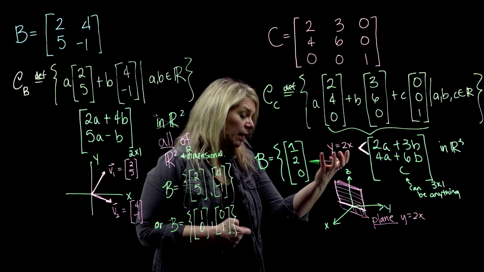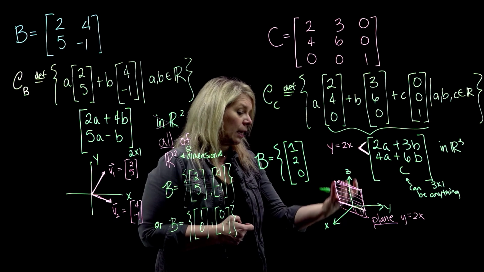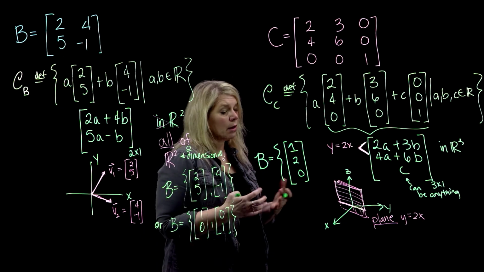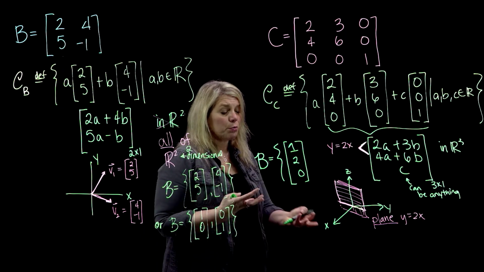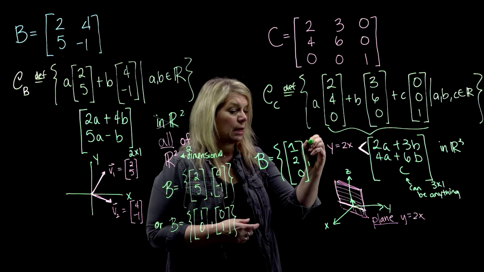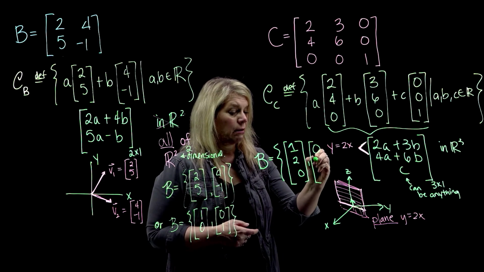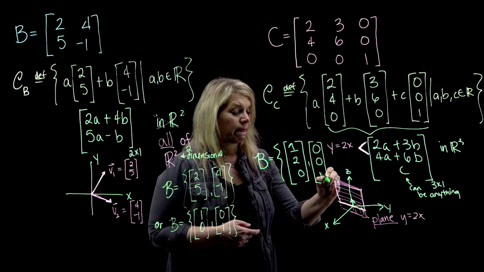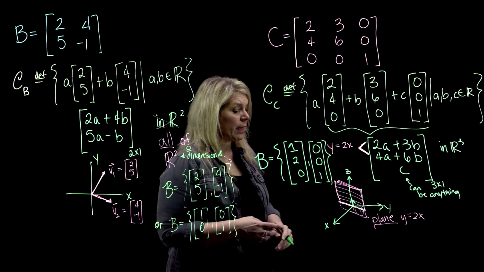And then I need another vector to generate everything in the z direction. So there's lots of vectors you could use. Maybe the easiest one is just how I drew this, going up the z-axis. So the vector 0, 0, 1. All right, so I used geometry to think about that.